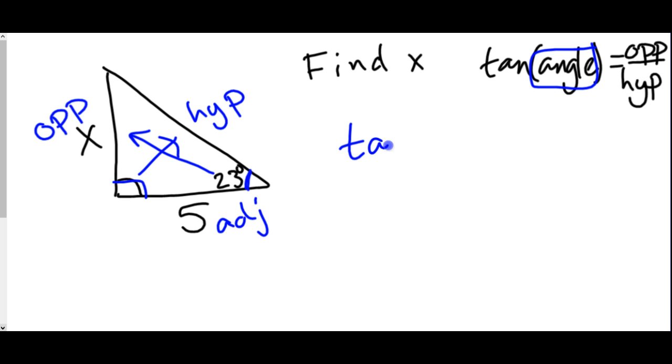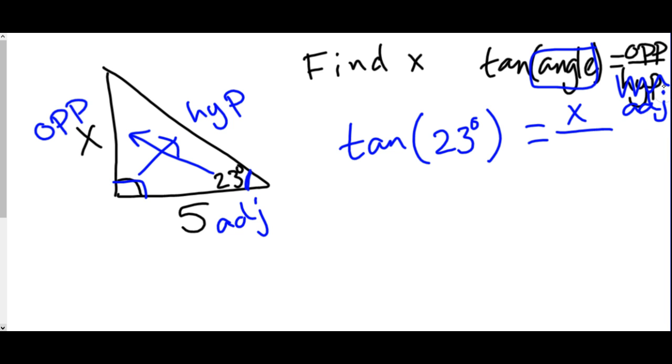So we go plug all that into the formula. Tangent of 23 degrees, that's our angle, equals opposite over adjacent. Opposite is x. Adjacent is 5. Notice the hypotenuse wasn't used at all, which is fine. For tangent, we don't need it.